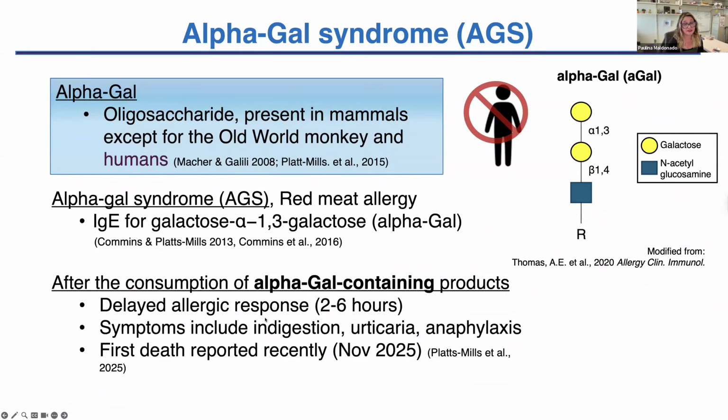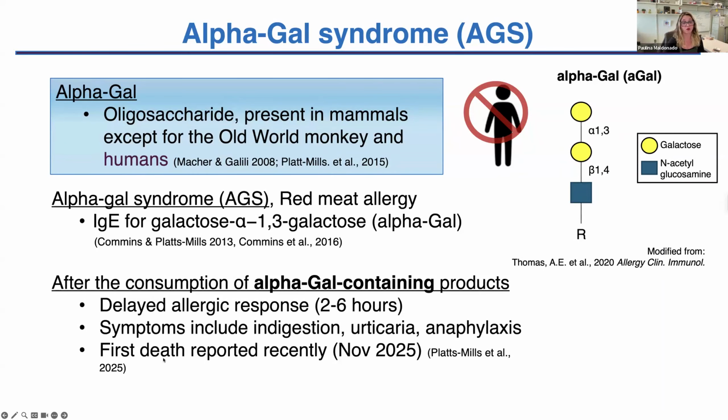And what happens is that the individual is sensitized, and after sensitization, the individual is exposed by consuming alpha-gal containing products, and they get various symptoms, which could range from mild abdominal discomfort to urticaria or anaphylaxis. So this is known as a delayed allergic response because it takes between 2 to 6 or even up to 8 hours to notice the symptoms.